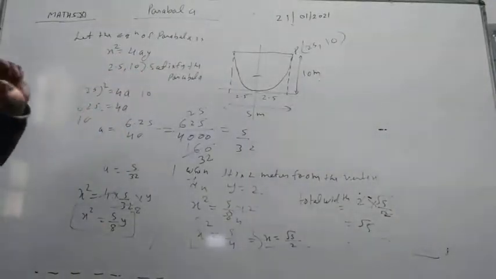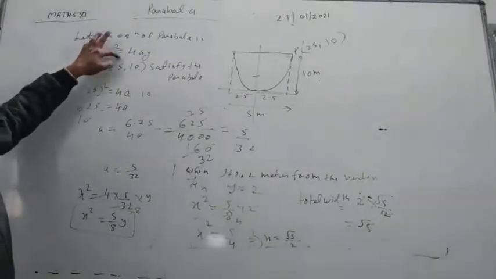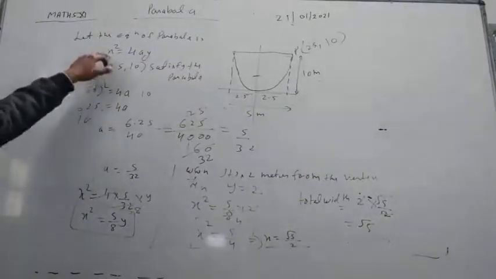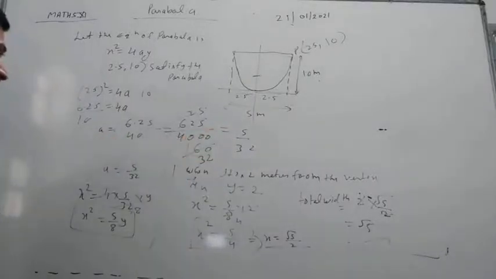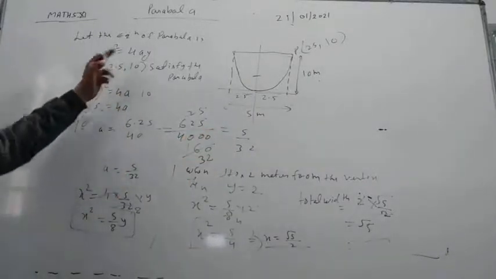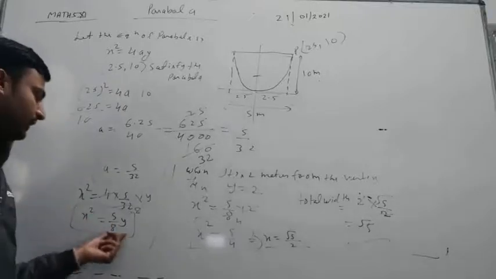Okay. So either we can say that this point lies on this parabola, so it will satisfy the equation. We get a is equal to 5 by 30. And when we put this a in this equation, we get x square is equal to 5 by 8y.